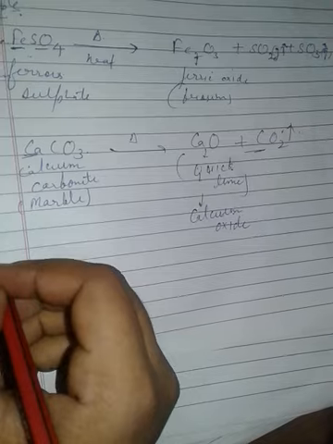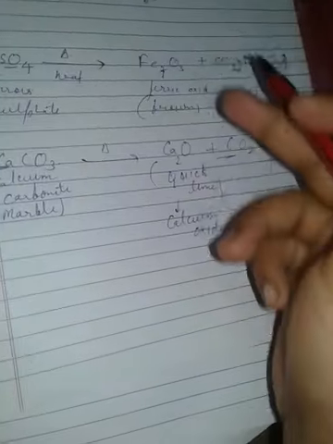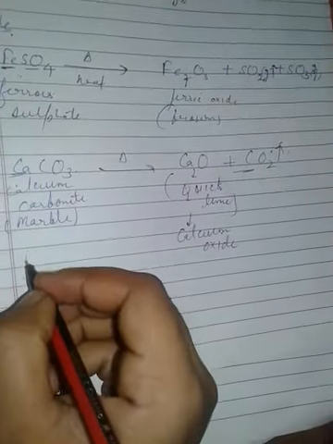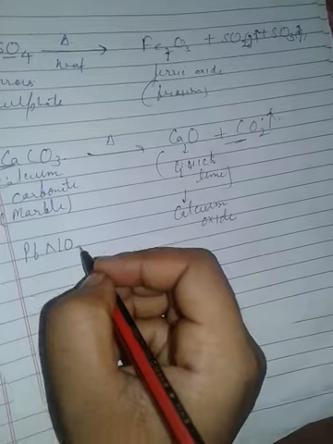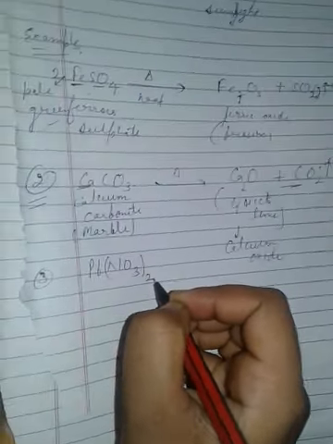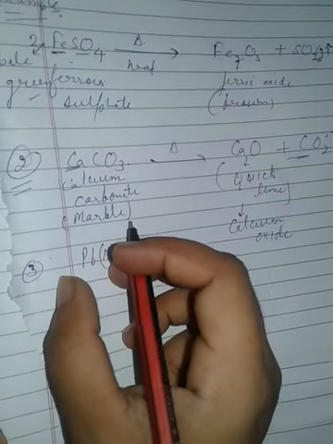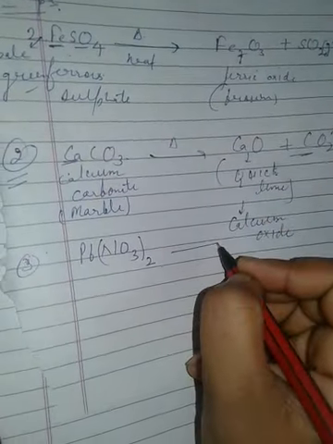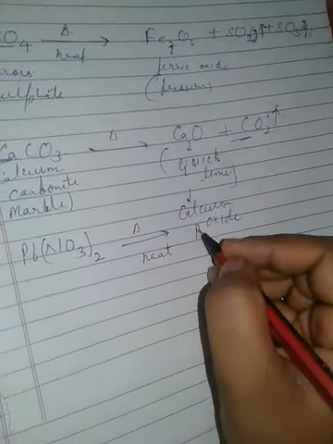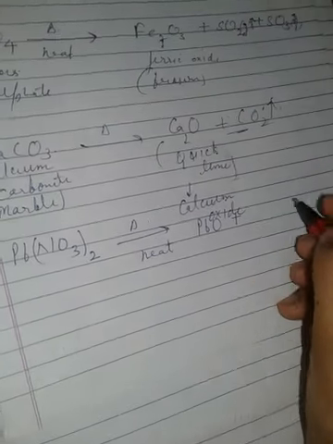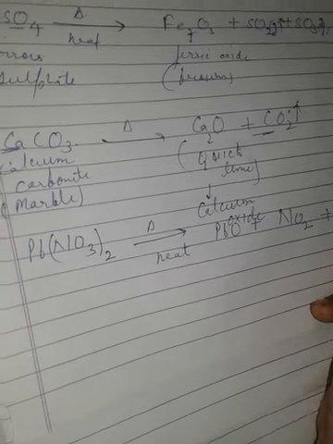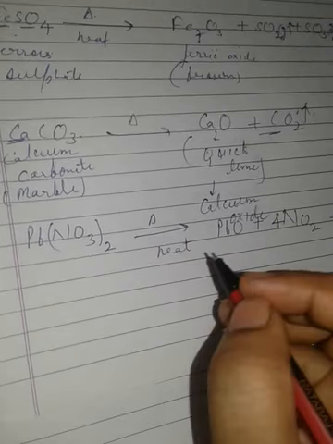Third example is the decomposition of lead nitrate. This is your lead nitrate. Lead valency 2 is crossed over here, nitrate valency 1 is crossed over here. When we heat this lead nitrate, it will decompose to simpler products: PbO, lead oxide, plus gases nitrogen dioxide plus oxygen. On balancing, we get this ratio.